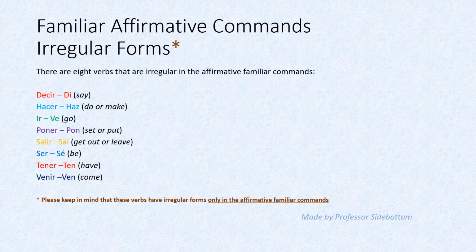There are 8 verbs that are irregular in the affirmative familiar commands, which means they do not follow the rules that we just talked about. Decir, di. Hacer, haz. Ir, ve. Poner, pon. Salir, sal. Ser, sé. Tener, ten. Venir, ven.